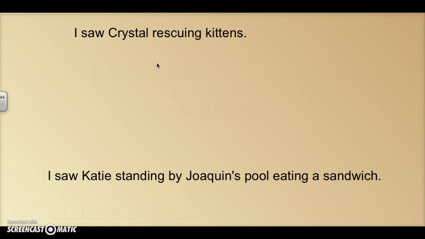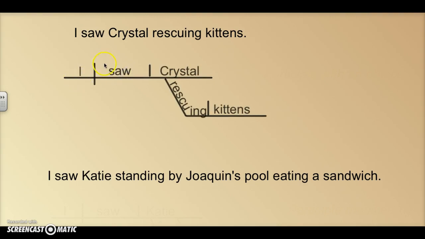So, I saw Crystal rescuing kittens. I is my subject, saw is my transitive verb, Crystal is my direct object. Describing Crystal is the rescuing kittens. So I did this to Crystal. Further detail is the rescue, and then the ing on a horizontal line. And then a vertical line stopping at this horizontal line saying this is getting done to the kittens.